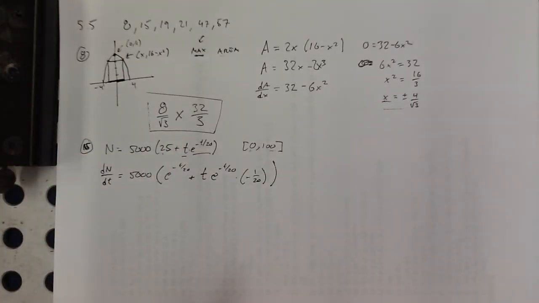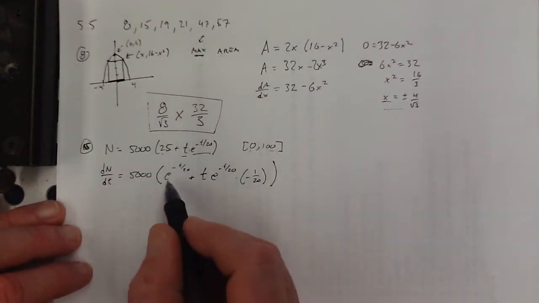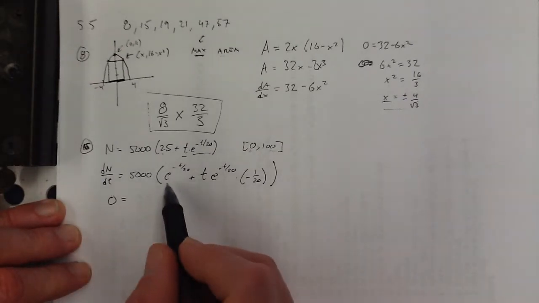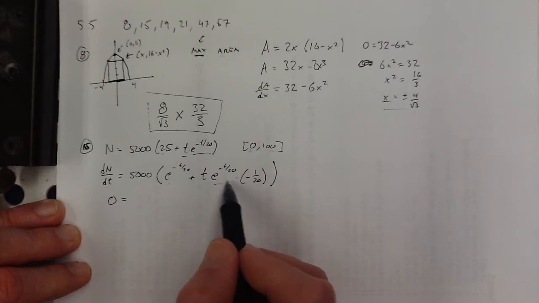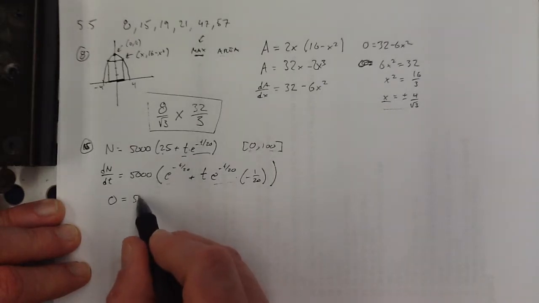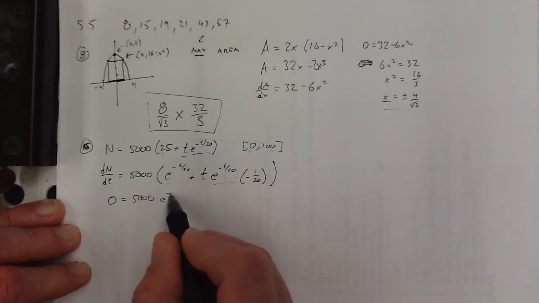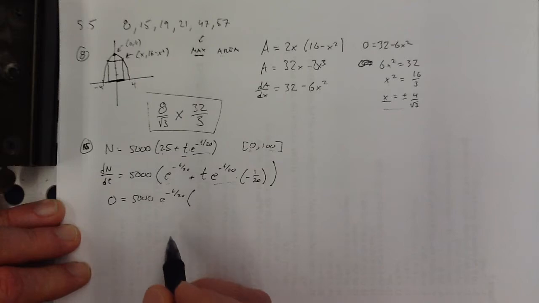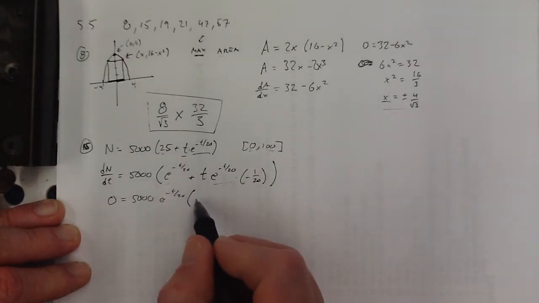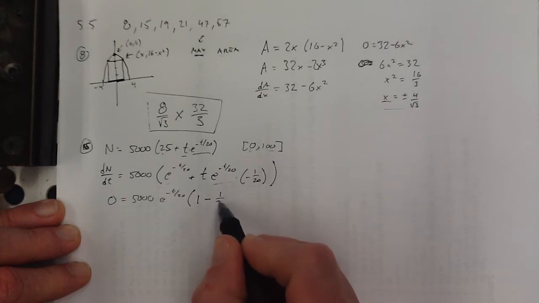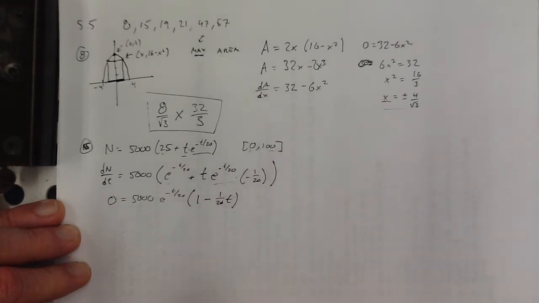Okay. Now if I want to set this equal to 0 to find critical points, I've got an e to the negative t over 20 on both of those. So I'm going to factor that out. With that 5,000, that leaves me a 1 here, and then minus 1/20th t.